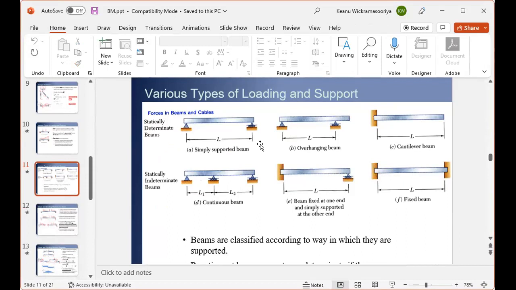Before going to loading, we will consider what are the possible supports that you can have on a structural component, right? When it comes to structural analysis, we have two different types of systems. One is statically determinate and the other one is statically indeterminate. So what's the difference between these two? How do we say something is statically determinate?